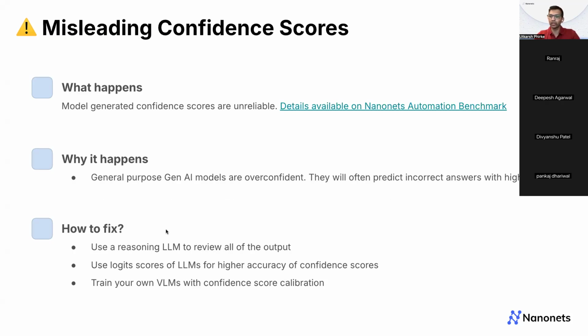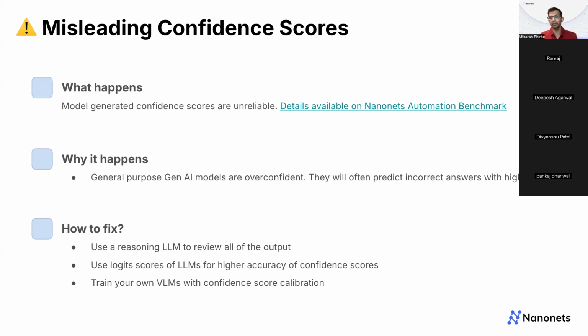Next is misleading confidence scores. And we did discuss how the reviewer was overconfident. LLMs in general are overconfident. So they are good at generating answers that sound correct. That is the way they are trained. They are not good at knowing whether those answers are actually right or wrong. And it's one of the big problems which is being researched on. What you can do to account for that is use a good reasoning LLM to review it.